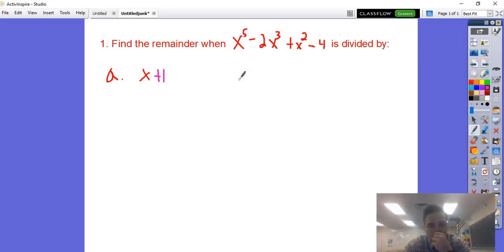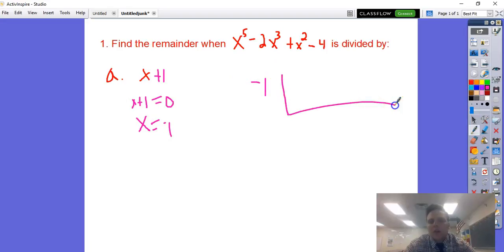All right? So what about x plus 1? Well, I want to do it by synthetic division. So first thing I have to do is set x plus 1 equals 0. Okay? And then subtract 1, so I get x equals negative 1. Okay? So that's the number I'm going to divide by. So negative 1. Draw my upside down synthetic division box. Put my coefficients back in, which were 1, 0, negative 2, 1, 0, negative 4. Okay?